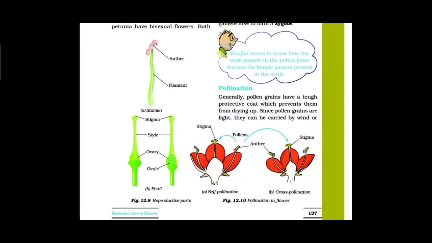There are two types of pollination. One is self-pollination, and the other is cross-pollination. When pollen lands on the stigma of the same flower or another flower of the same plant, it is called what? Self-pollination. When the pollen of a flower lands on the stigma of a flower of a different plant of the same kind, it is called what? Cross-pollination.